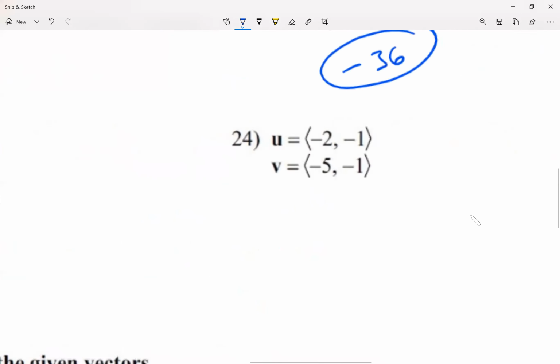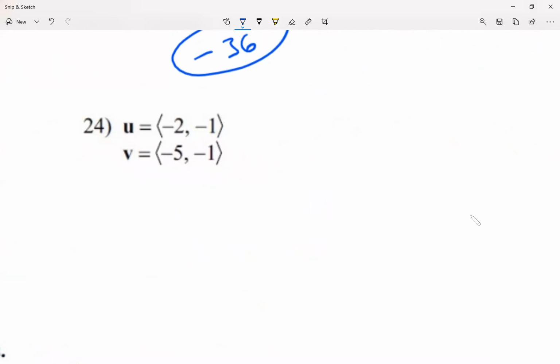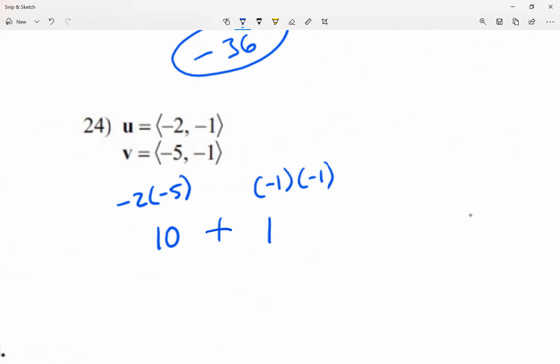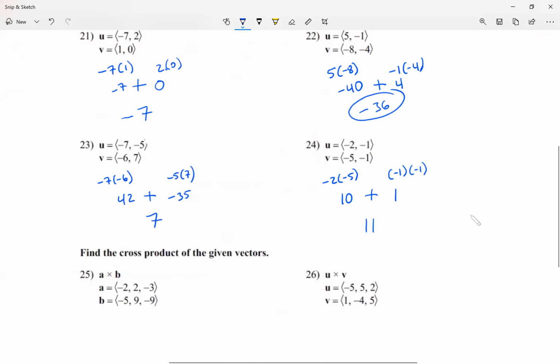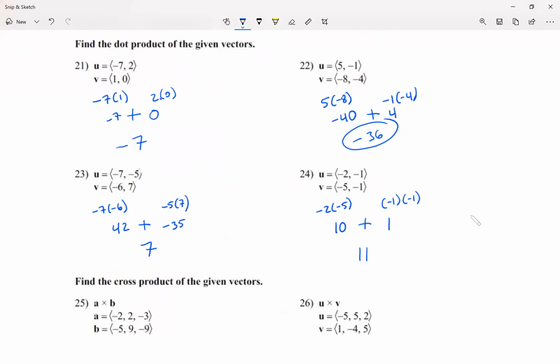Taking a look at question number 24. Multiply the first value on each vector, -2 times -5, and then multiply the second values, -1 times -1. I know -2 times -5 is +10, and -1 times -1 is +1. When I add these two values, 10 plus 1 gives me 11. So the dot product, the force created by the two vectors, is that simple.